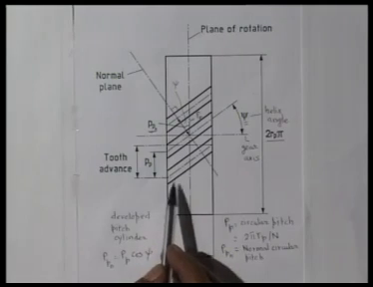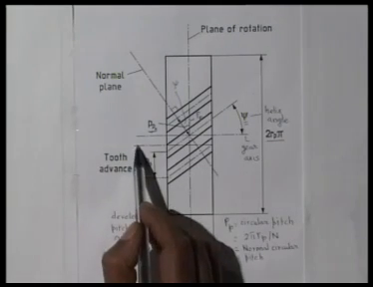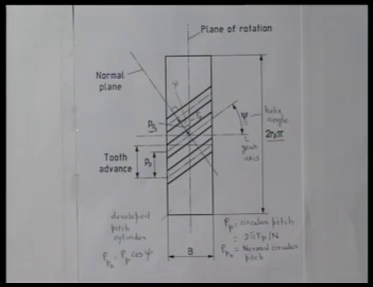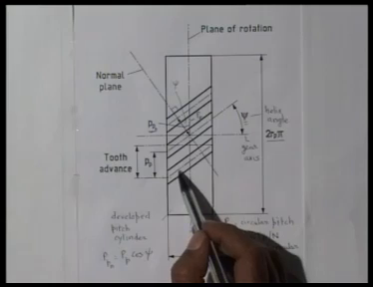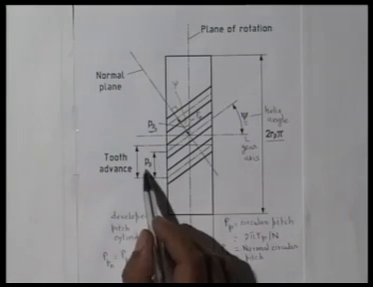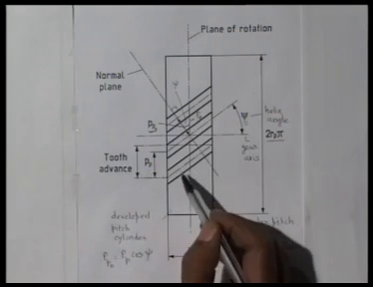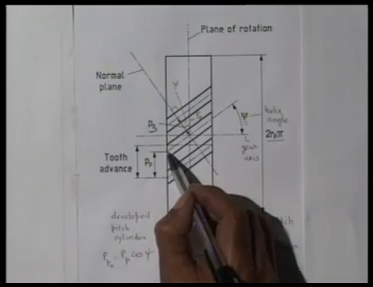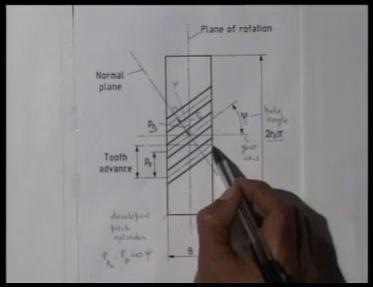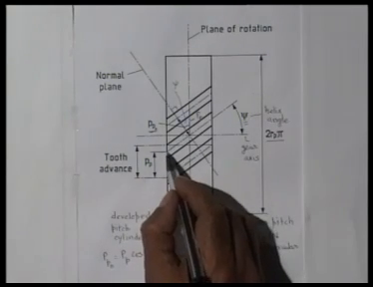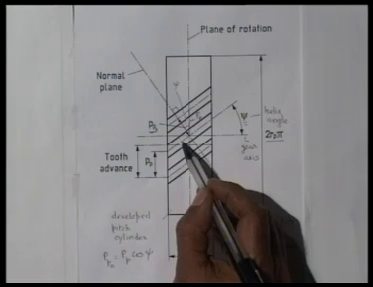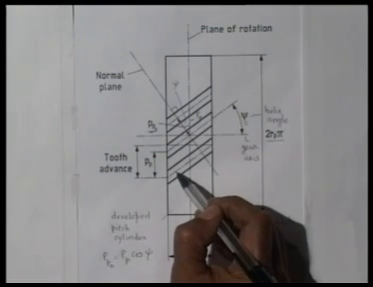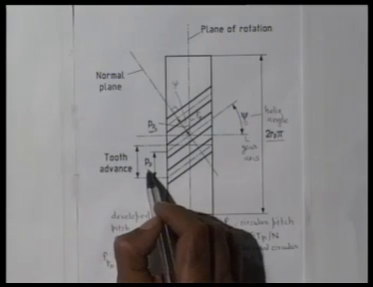We consider the same tooth from the start to the finish. The movement along the pitch circle is called tooth advance. To ensure that the contact starts with the next tooth before it ends with the previous tooth, this tooth advance must be more than PP, because this tooth starts contact here and ends contact there, and this end is coming later than this. That means continuous rotation is ensured: one pair of teeth comes in contact before the previous pair of teeth loses its engagement. So tooth advance should be more than PP.